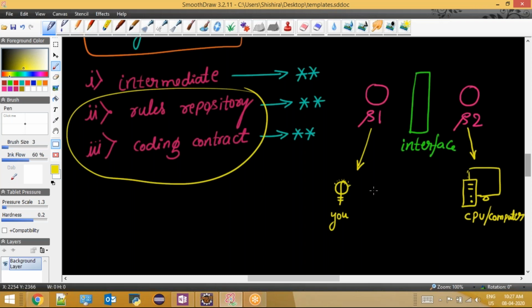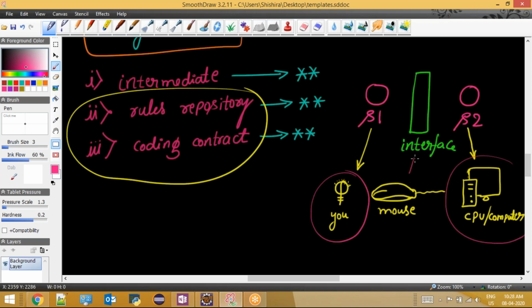In between this, you probably use something called a mouse. Are you clear? Try to visualize this when I explain. This mouse works like an intermediate between system 1 and system 2. In between, this works as an interface. So this intermediate is considered as what? Interface. So interface is an intermediate between two systems.